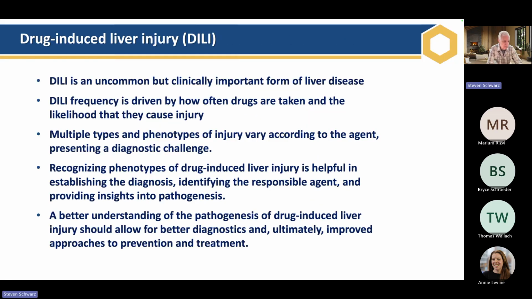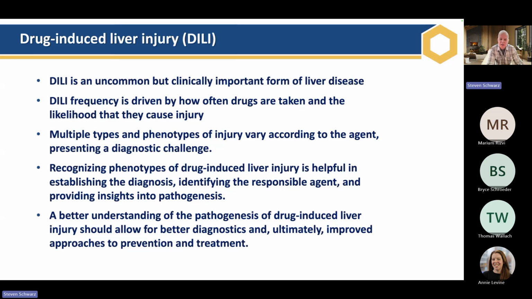So to conclude, DILI is an uncommon but clinically important form of liver disease. It's driven by how often the drugs are taken and the likelihood they may cause injury. There are multiple phenotypes of injury which vary according to agent or even within a specific agent. And this, of course, presents a diagnostic challenge. Recognizing the phenotypes of DILI is helpful in establishing the diagnosis, identifying the responsible agent, and providing insights into pathogenesis. And of course, a better understanding of DILI pathogenesis will allow for better diagnostics and ultimately improved approaches to prevention and treatment.